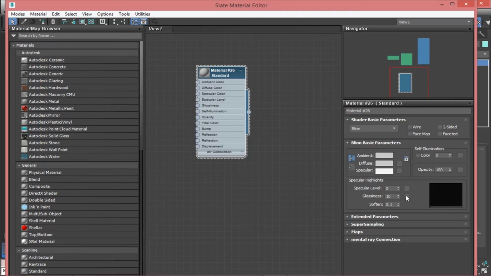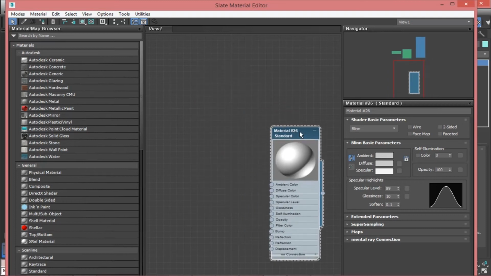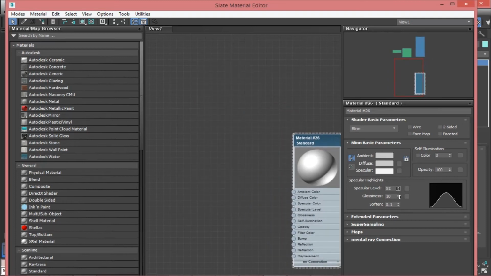Now I want you guys to pay attention to this graph here. Watch what happens when I increase the specularity. You get a spike. And take a look at my shiny ball over here. Notice how the specularity behaves on the surface of the shiny ball. You see the difference in light? So as it goes up, it gets brighter. There's more specularity. It gets shinier.